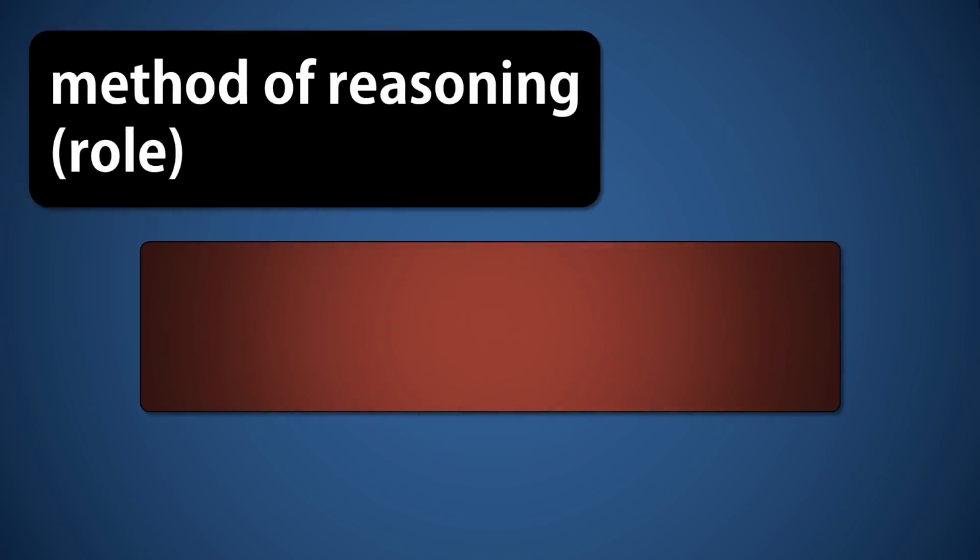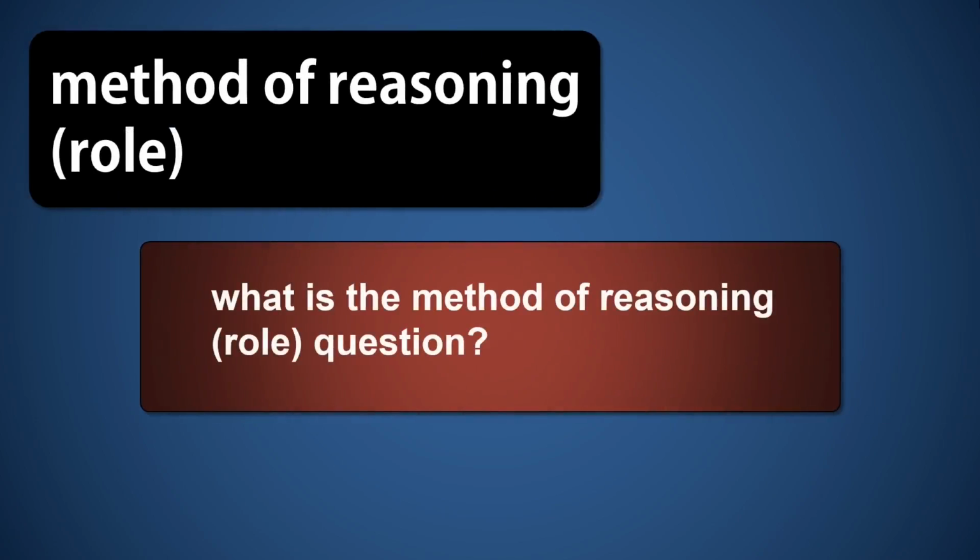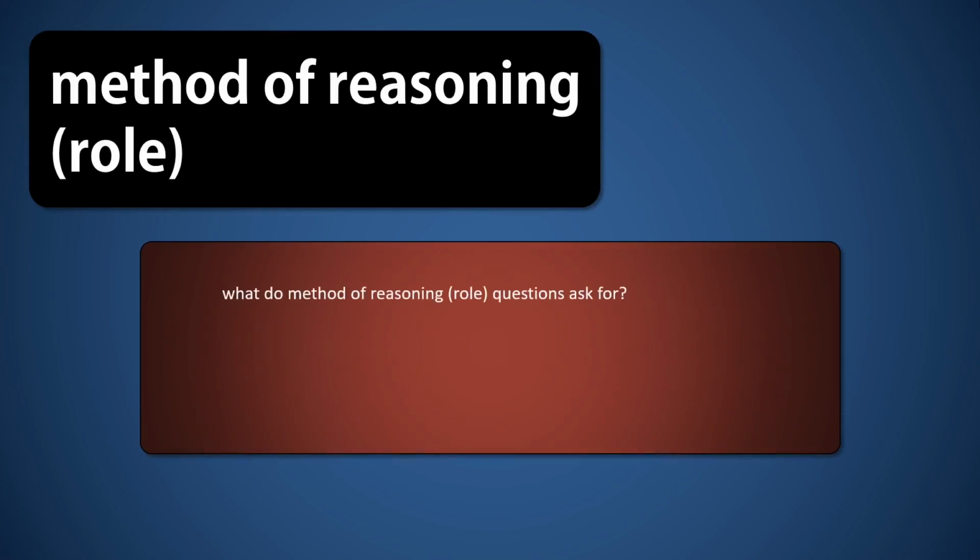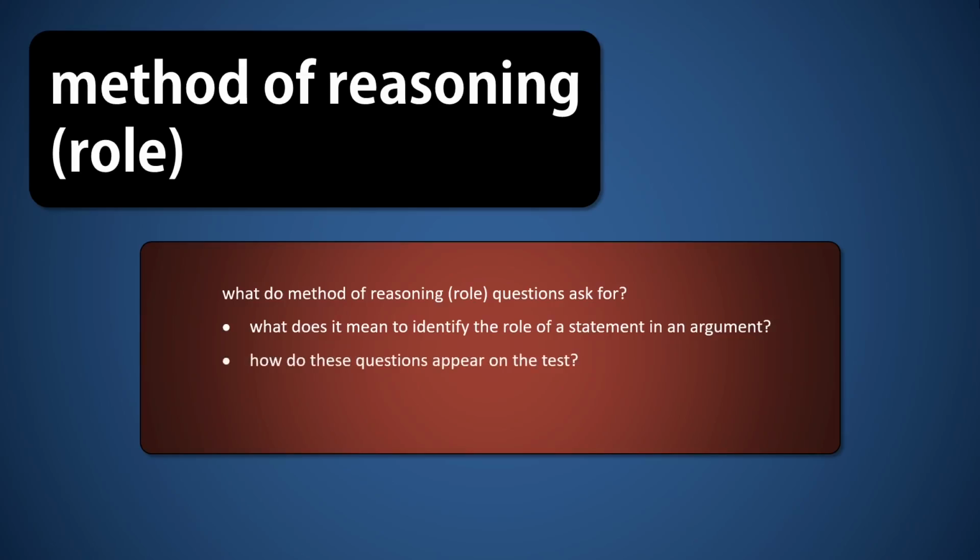All right, this is the method of reasoning role question. So what is the method of reasoning role question? Okay, so what do these questions ask for? In other words, what does it mean to identify the role of a statement in an argument, and how do these questions appear in the test, and how do we approach these questions?